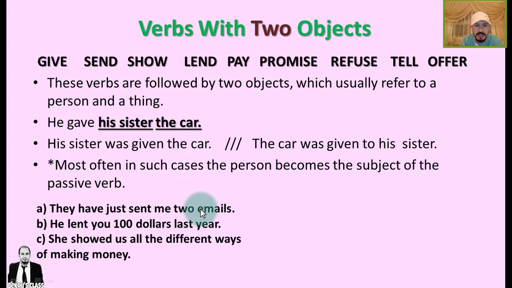Now B, he lent you $100 last year. So we have you, that's object number 1, and we have $100, that's object number 2. C, she showed us all the different ways of making money. So we have the verb showed, which is in the simple past, and we have us, that's object number 1, and we have all the different ways of making money, that's object number 2.